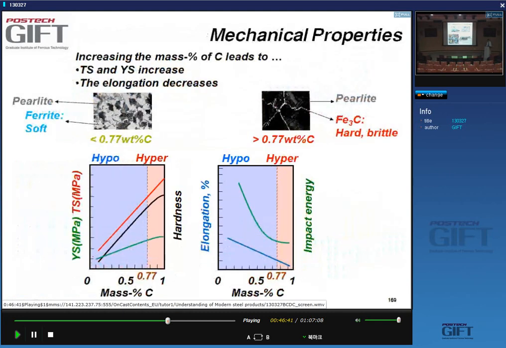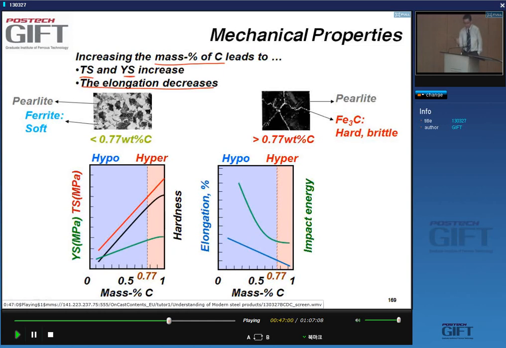All right, so as we have seen, the increase of the carbon content in the steel will lead to an increase in tensile strength and yield strength, but the elongation will decrease, and the reason is because we add this brittle compound, this cementite. So if I have a hypo-eutectoid steel, what I'll see is an increase of strength, which continues as I go into hyper-eutectoid steel.